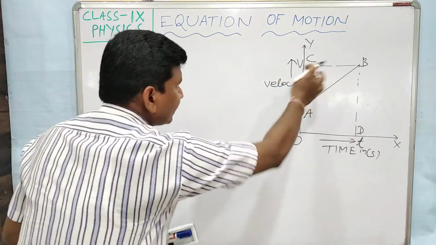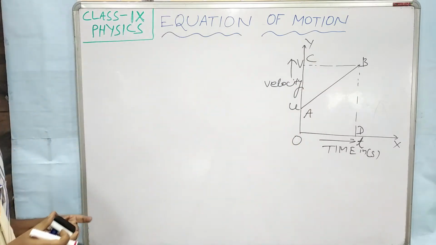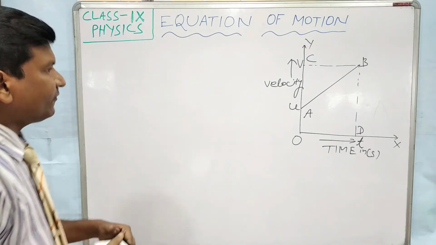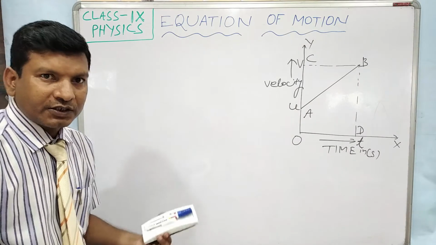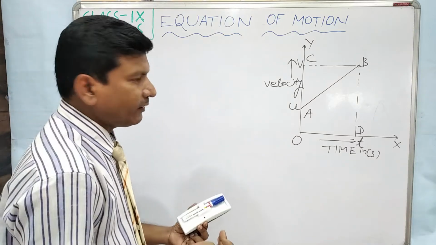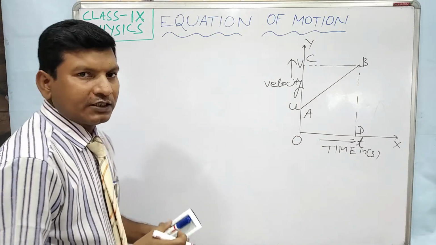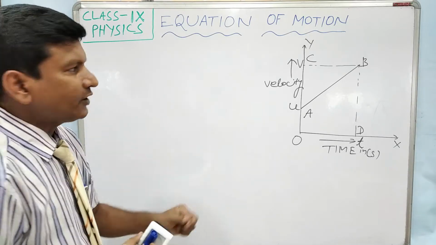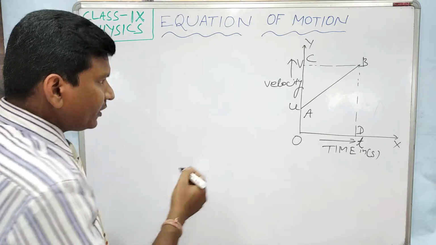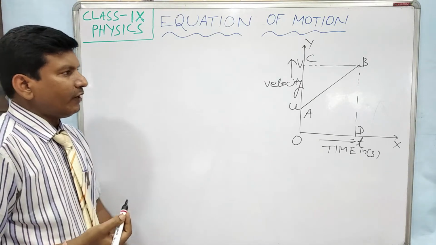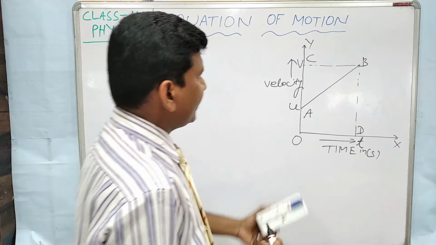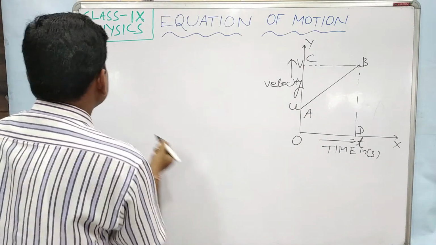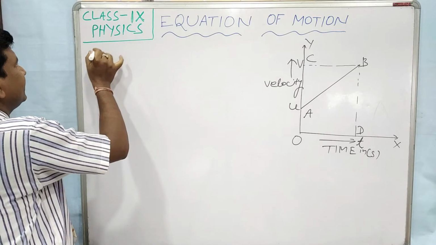Now, from this graph, we will find the acceleration of the body. We will derive now the first equation of motion. The first equation of motion is what? You must have noted down, I have told you before. That is v is equal to u plus at. So now we will derive this first equation of motion. In order to derive it, what do we need to find? We need to find the acceleration of the body. So in this graph, find the acceleration of the body.